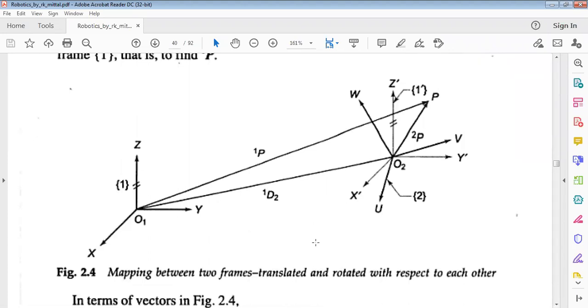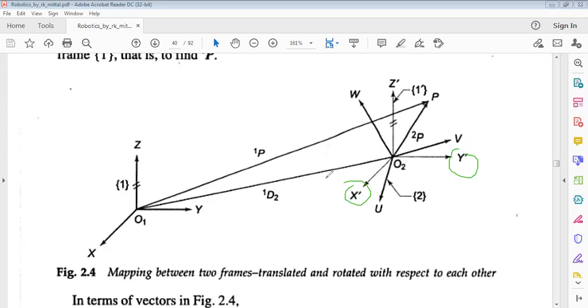So here I consider one more frame, which is an auxiliary frame, in between the original frames, frame 1 and frame 2. That auxiliary frame I represent as X prime, Y prime, Z prime. This frame is denoted as 1 prime. Its axes are parallel to the axes of frame 1. This is my assumption.